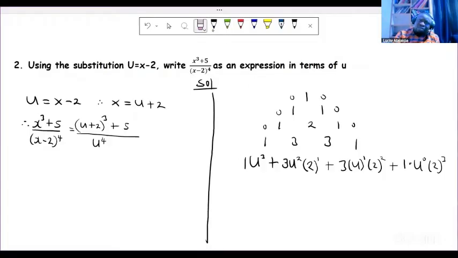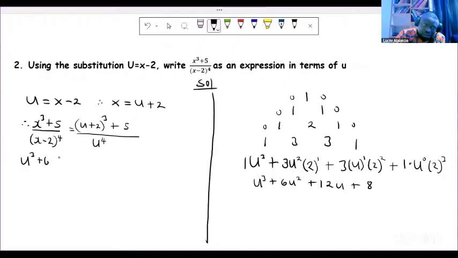So now let's simplify everything. So this is u cubed. 2 times 3 is 6 u squared. 2 squared is 4, 4 times 3 is 12, u to the power of 1, plus u to the power of 0 is 1. Then 2 cubed is 8. So it means that u plus 2 cubed is the same thing as u to the power of 3 plus 6u squared plus 12u plus 8. Then you add the 5 to it, everything over u to the power of 4.